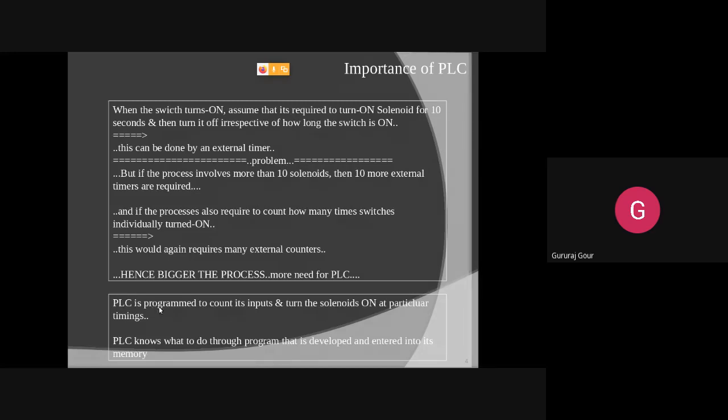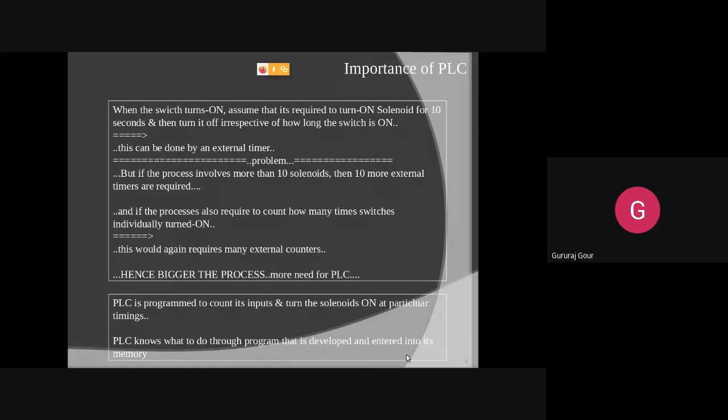With the help of a PLC, you simply program it to count its inputs and turn the solenoids on at particular timings. That's all. Not all hardware timers and hardware counters are required as a part of a PLC. Only a few hardware timers and counters are sufficient. The remaining software timers and counters can be made with the help of coding or programming. With that we are able to control many solenoids like this.